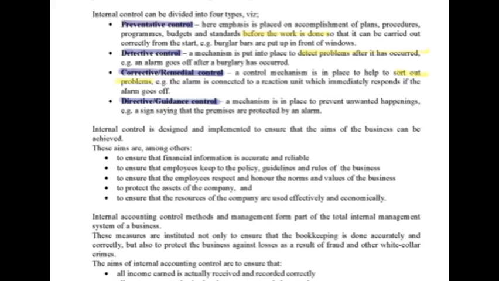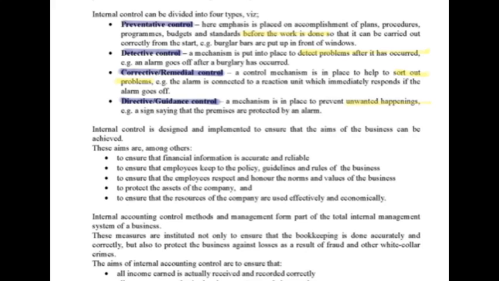And lastly, you get a directive or a guidance control. This is a mechanism that is in place to prevent unwanted happenings, such as a sign saying that the premises are protected by an alarm.